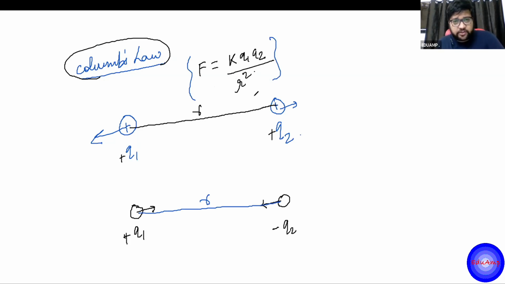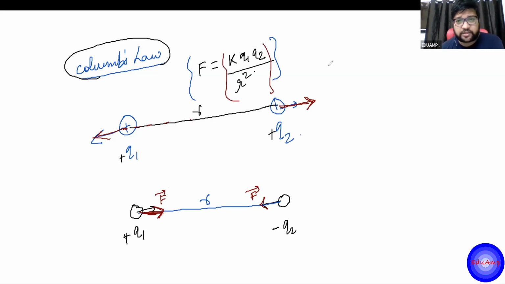And what will be the direction? If it is repulsion, the first case, the force on this one will be like this, along the line connecting the two charges, in this direction for this charge, and for this charge in this direction along the line connecting the two. Similarly here the force will be of attraction, but along this line. So the direction of the force is that they attract each other along the line connecting them, and the magnitude of the force is given by this.